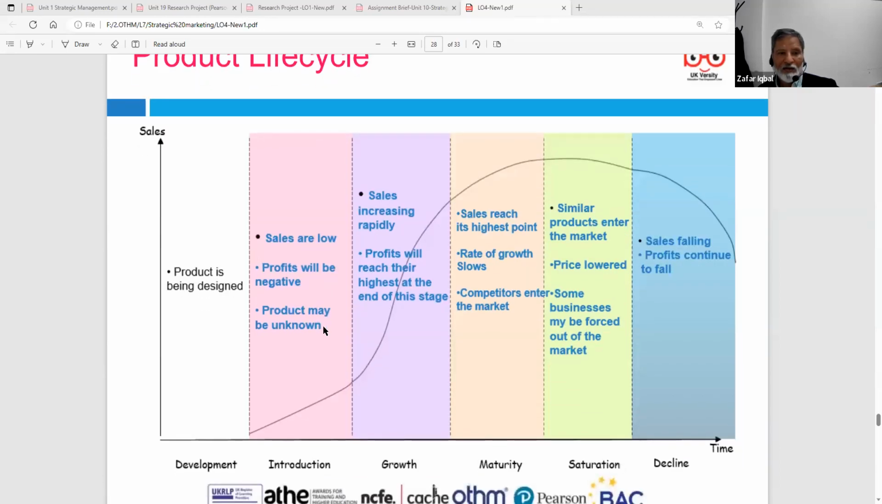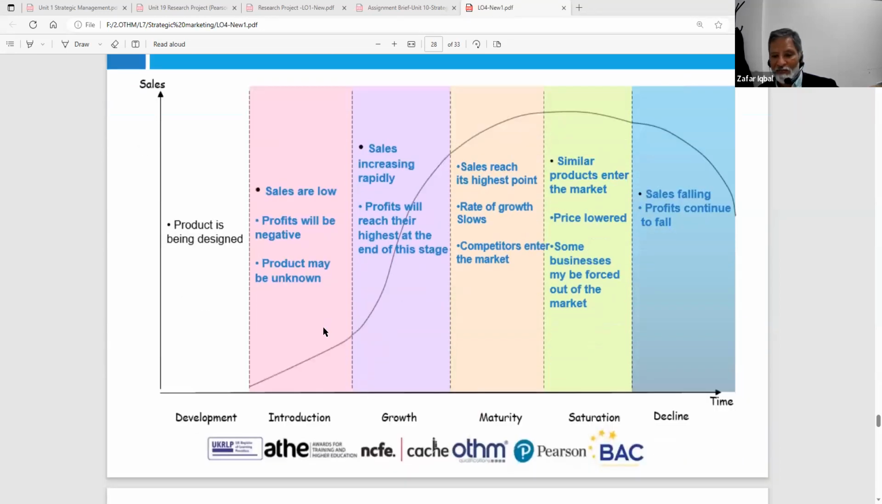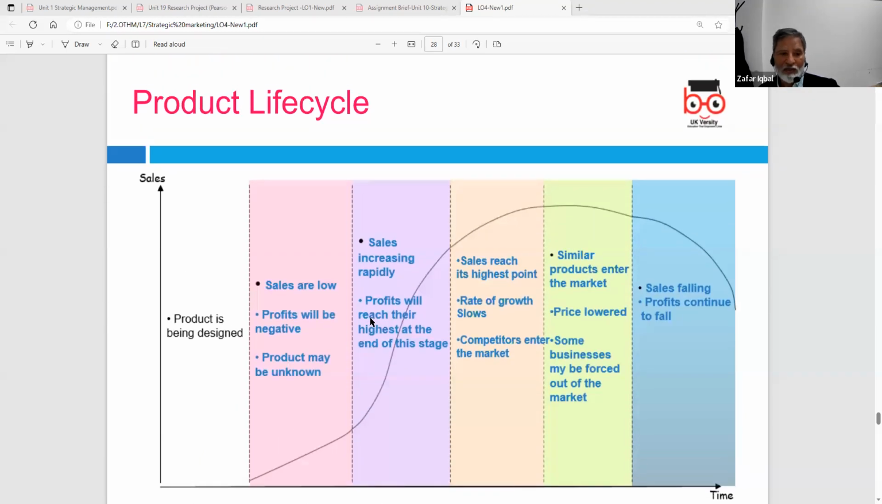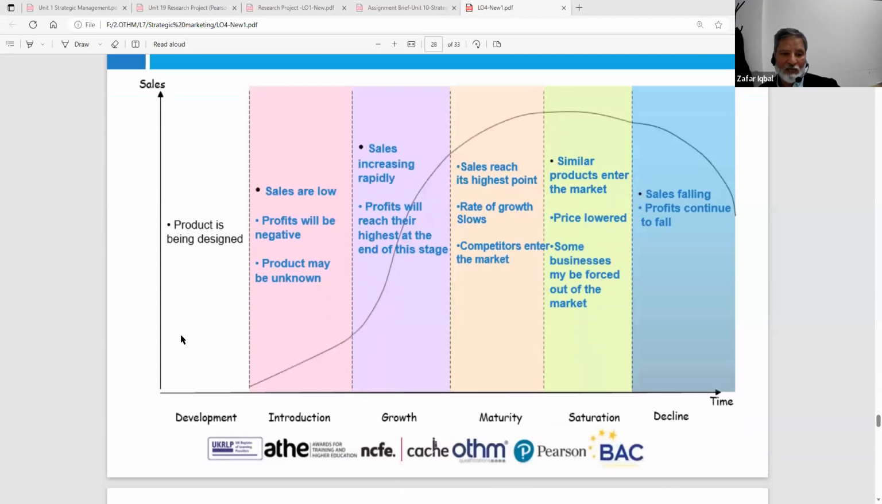Okay. If you look at this, for example, on the vertical side there's sales revenue, and on the horizontal side we put the time factor. The curve goes up and down, and these are the depiction of the life stages, the life cycle of a product. So the first stage is called the development stage.